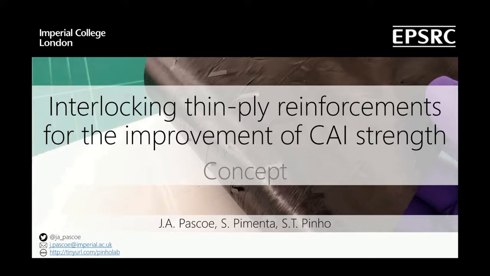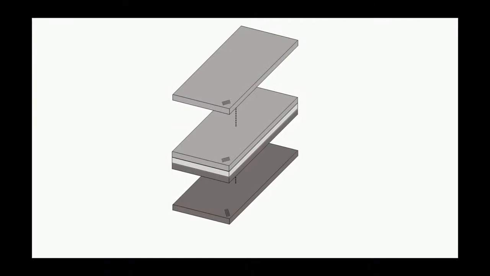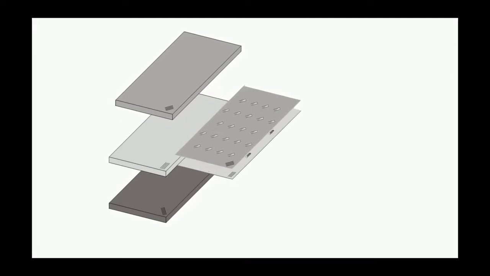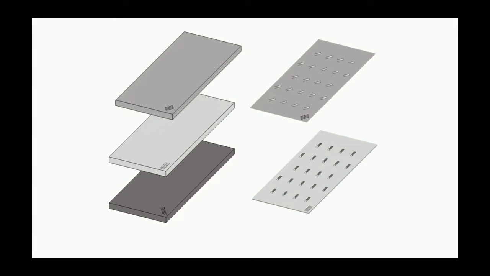In this video, I will explain our reinforcement concept as well as how we manufactured it. Our reinforcement concept consists of reinforcing a regular composite laminate by inserting interlaminar reinforcement units at interfaces that are to be reinforced. In the case of compression after impact, we want to reinforce every interface, but in other situations we may only want to reinforce one or two interfaces.